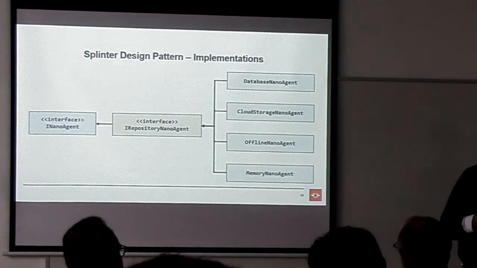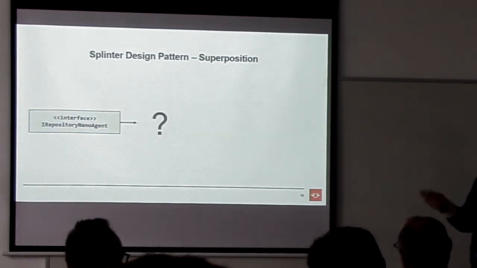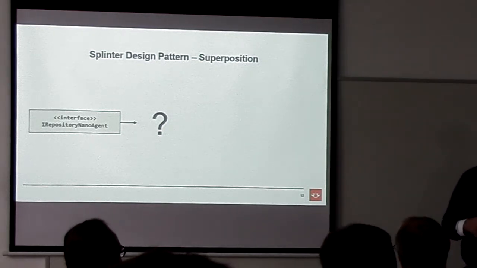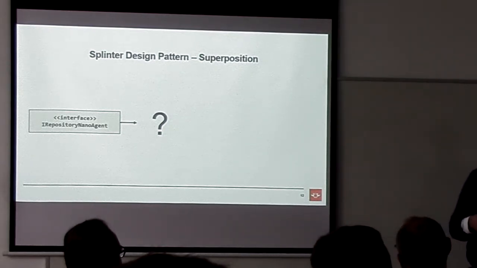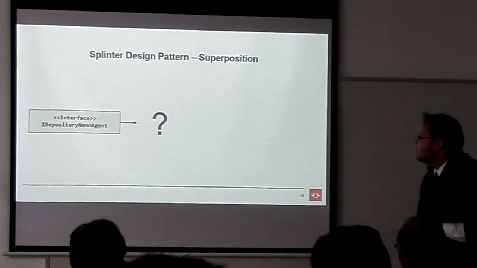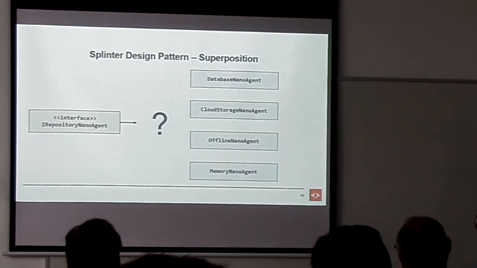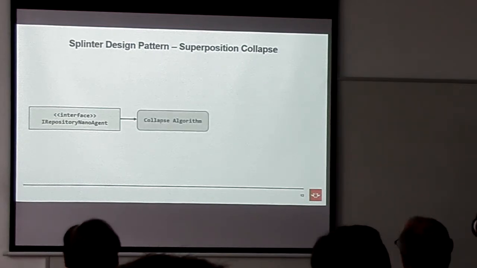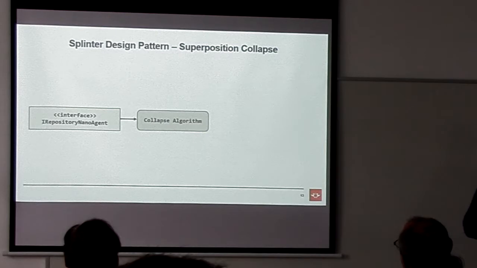Now, the question that you should be asking yourself is, how does Splinter know which implementation to use during runtime? There are 4 implementations, so how does it know which one to use? This is where the superposition principle comes into play. We have what is called the collapse algorithm. The collapse algorithm is actually outside the scope of this literature and the presentation, but I am going to give a very broad overview of how it actually works.